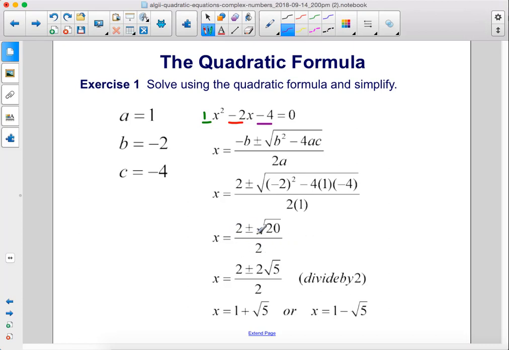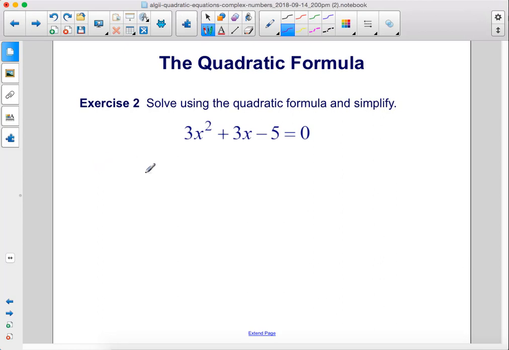Then we can simplify the square root of 20 to be 2 times the square root of 5, since the square root of 20 is the square root of 4 times 5, so the square root of 4 is 2, and we still have the square root of 5 left over. And so there's our two solutions. We can divide each term here by 2, and we get 1 plus the square root of 5, or 1 minus the square root of 5.